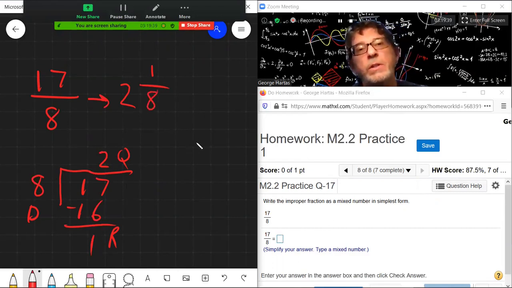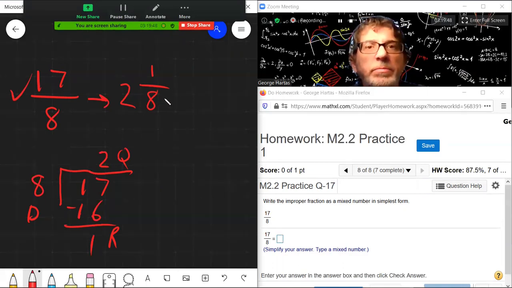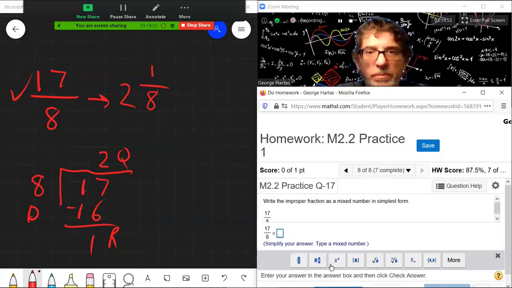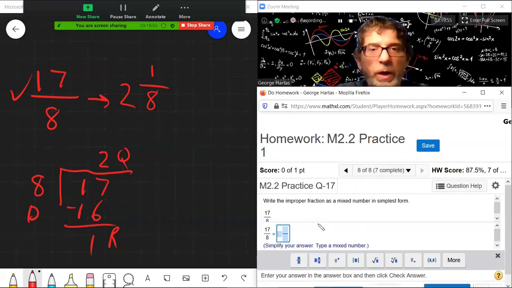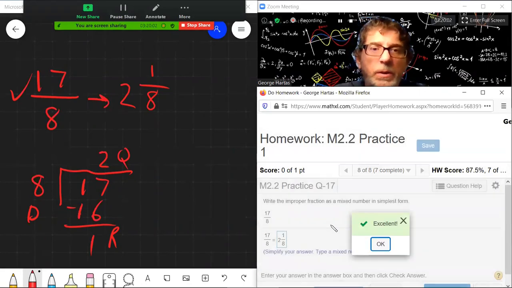There it is. Let's multiply back as a check. 2 times 8 is 16, plus 1 is 17 over 8. There it is. Check. All right, so 2 and 1/8. All right, so this is how you convert a mixed number to an improper fraction, and then an improper fraction back to a mixed number.